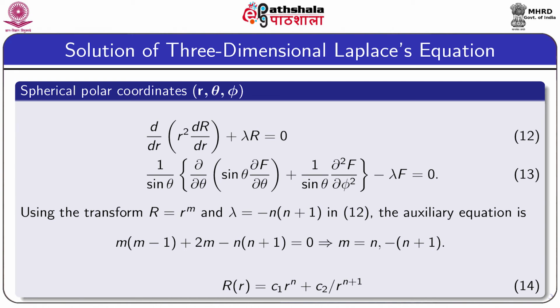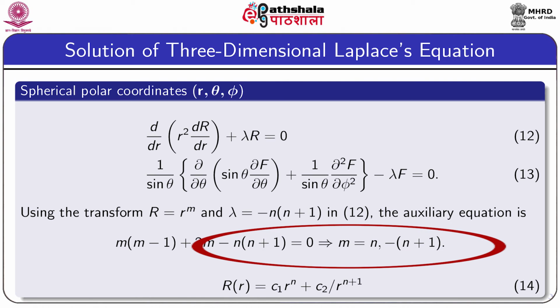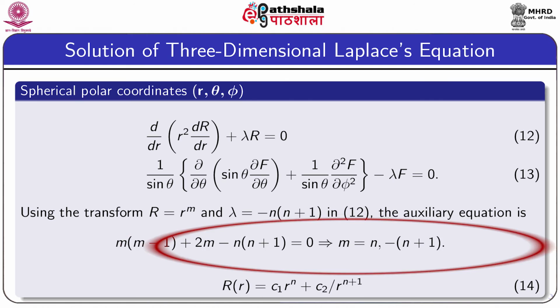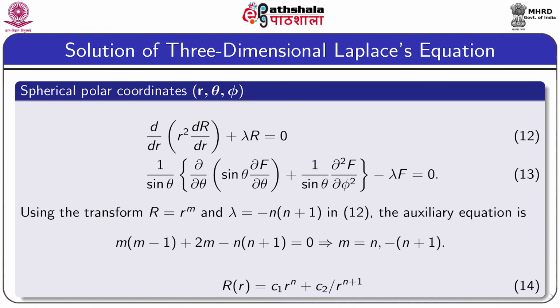For convenience, we assume lambda as minus n into n plus 1. Substituting this value of lambda, we obtain two values of m as n and minus (n plus 1). Thus, the solution of the R equation, or the solution of equation 12, is capital R equals C1 r to the power n plus C2 divided by r to the power n plus 1.